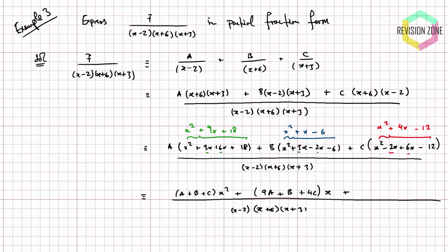And then finally I'm going to have my constant terms, and that's going to be a times 18, so 18a. Let me write that here, 18a. And then my second term is going to be b times minus 6, so I need a negative there: negative 6b. And then lastly, I'm going to have c times negative 12, so I need a negative 12c on the side here.